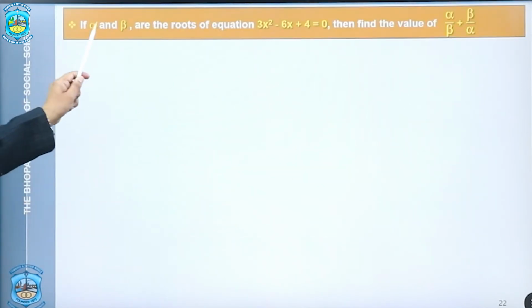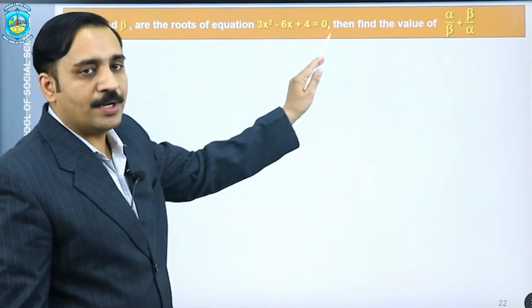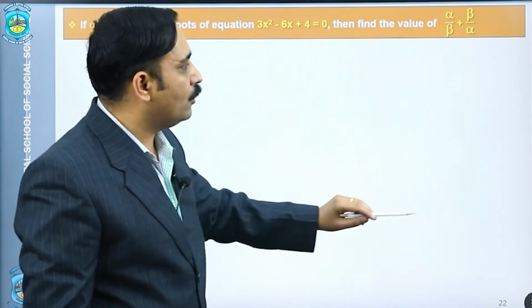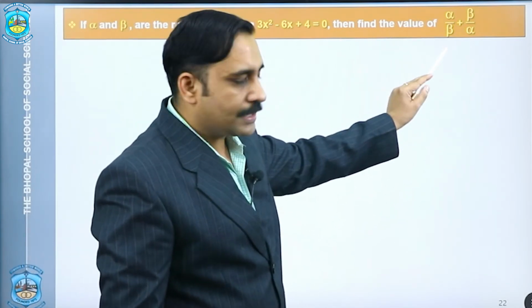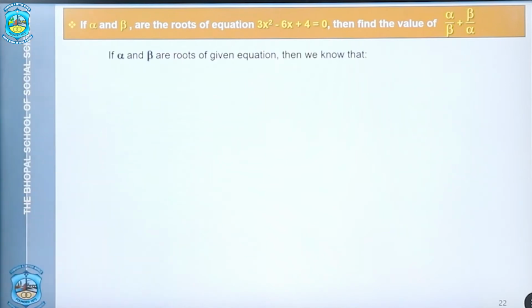Now, if alpha and beta are the roots of this equation, 3x square minus 6x plus 4 is equal to 0, then we have to find the value of alpha upon beta plus beta upon alpha. This we have to find out. Let us see how we solve this problem.